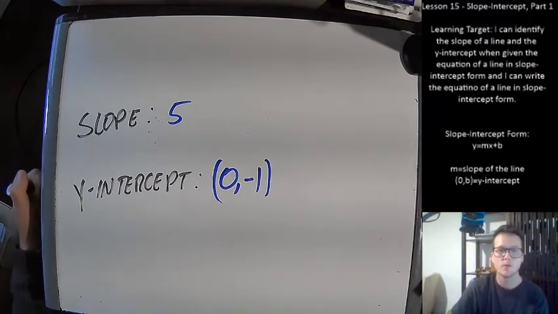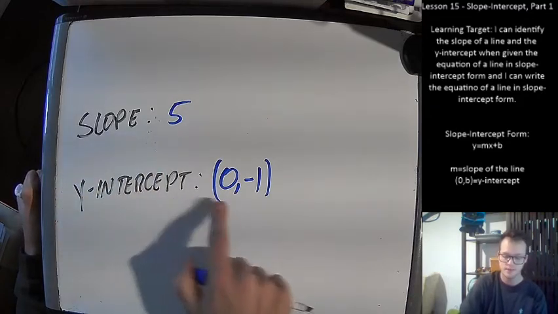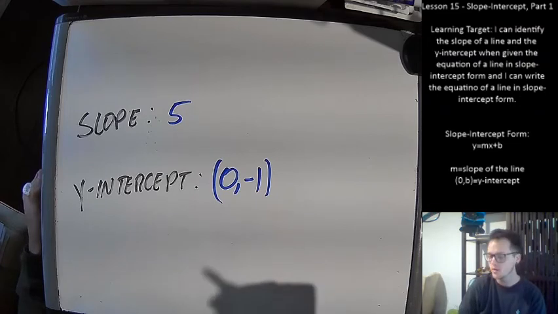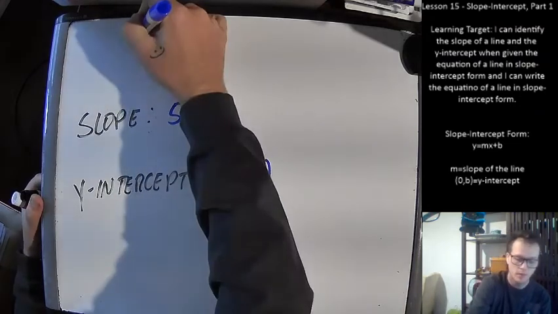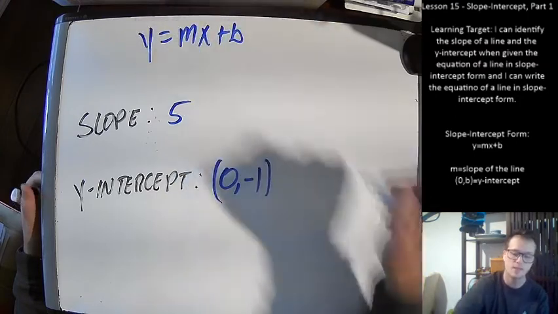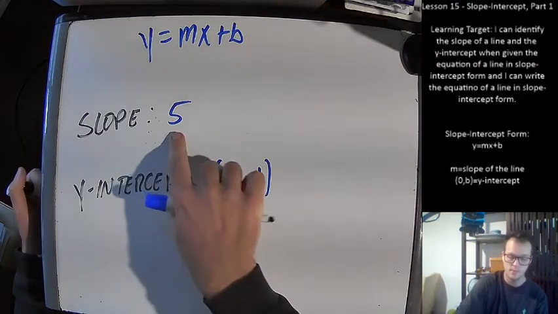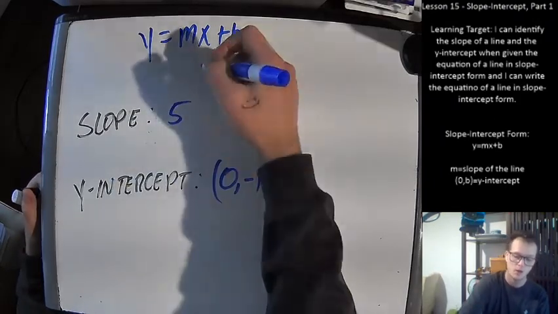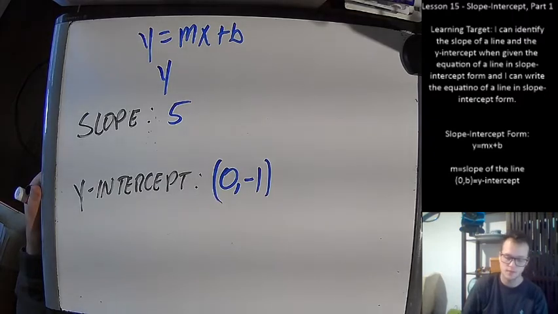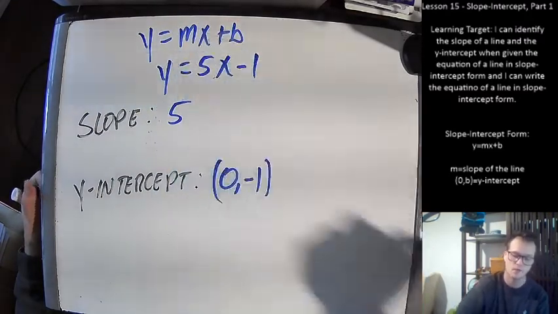Okay, for this example, I want to flip the script a little bit. What if you're given that you have a slope of 5, you have a y-intercept of 0, negative 1, and your task is to write the equation of the line? Well, we know that the general equation of the line is y equals mx plus b, and we just need to plug in the m and the b. Well, we're given the m and we're given the b. So our equation of this line with a slope of 5 and the y-intercept of 0, negative 1 is y equals 5x minus 1.